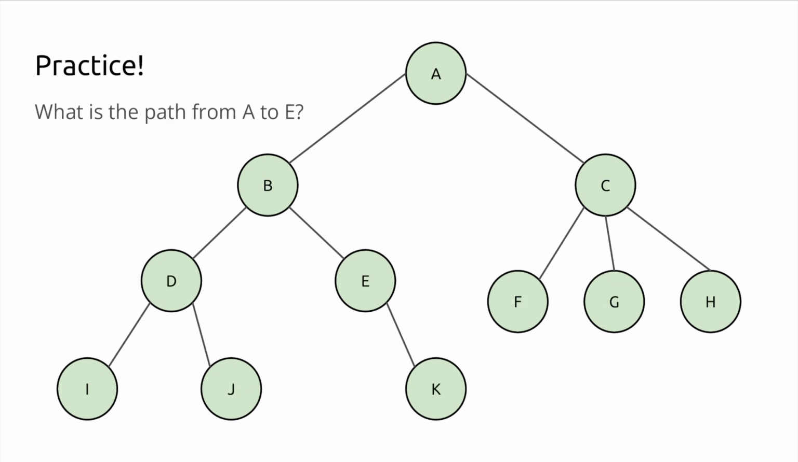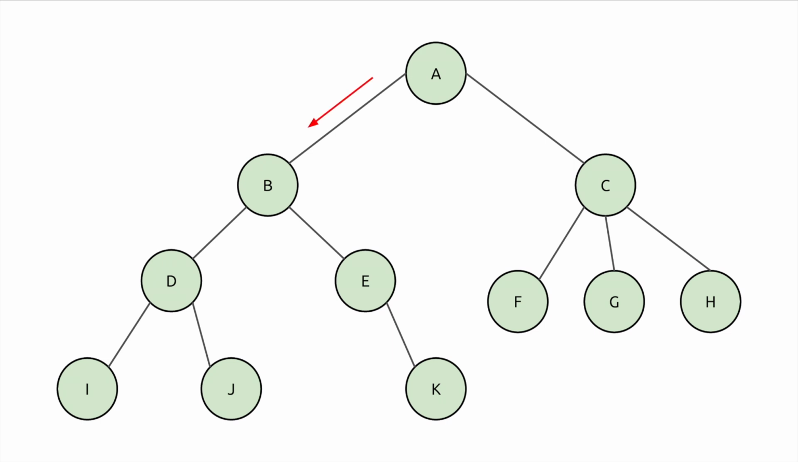Let's practice. Now it is your turn. Pause the video and try to find the path from A to E. Let's walk through the DFS algorithm step by step. We begin at node A and move to node B. From B, we head to D. Next, we visit I. Since there is no left or right child for I, we backtrack to D. From D, we go to J. Just like with I, since there are no children for J, we backtrack again to D. Since we have already visited I and J, we backtrack now to B. Finally, from B, we move to the goal node E. And so, the final path from A to E is A to B to E.